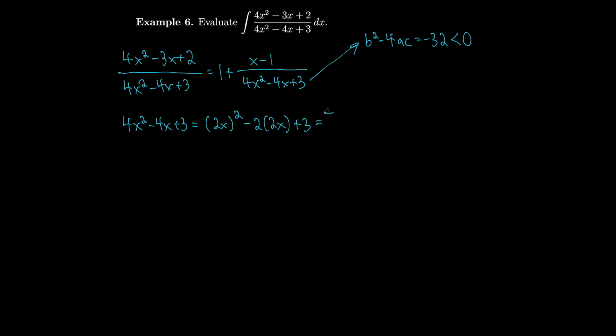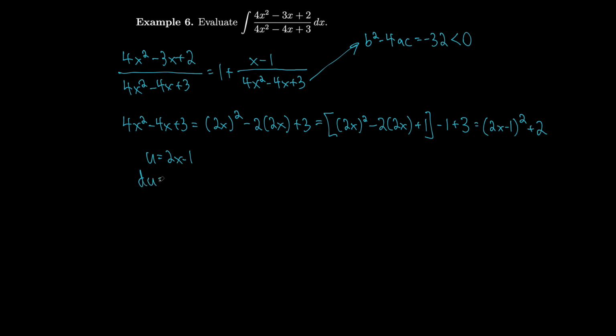And then completing the square, we get (2x)² − 2·(2x). Since this is the coefficient now, we'll add half of that and square it, so that's plus 1. Then we added 1, so we have to subtract 1 to keep our equation balanced. That's just equal to (2x − 1)² + 2. So we can do a u substitution. How about we let u equal 2x − 1, since that makes this just u² + 2.